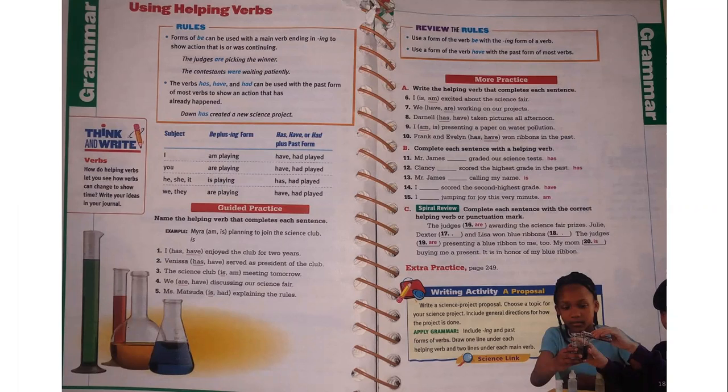Notice how the main verb ends in ing. This shows that they are still picking the winner. So this action is still continuing. The contestants were waiting patiently.